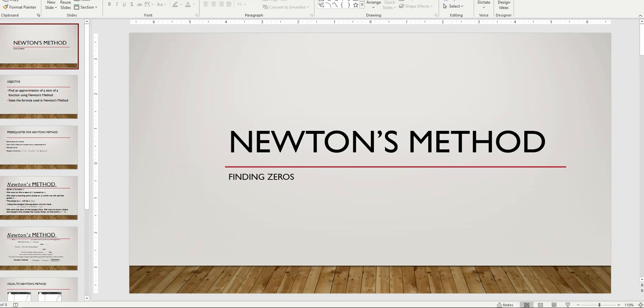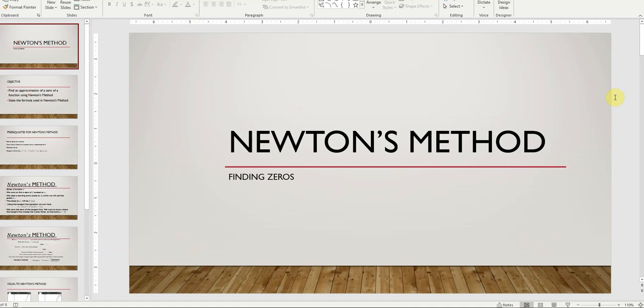In this video, we're going to be looking at Newton's method, an application of calculus in order to find zeros of a function. So let's look at the objective. What is it that we're trying to do? We're trying to find an approximation of a zero of a function using Newton's method, and of course state the formula for Newton's method.